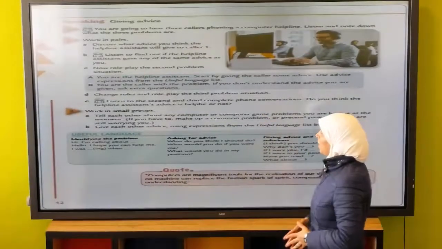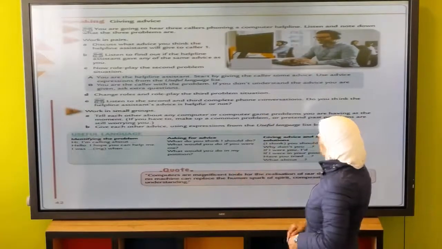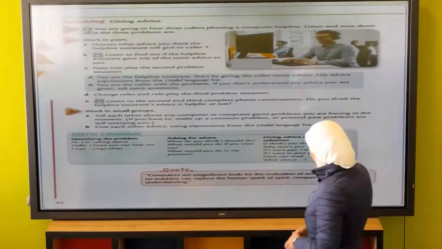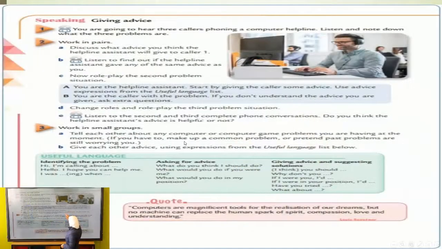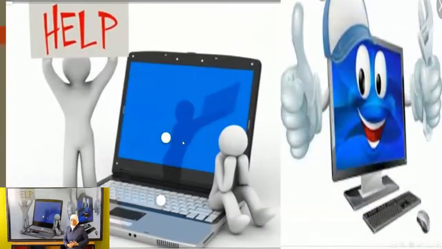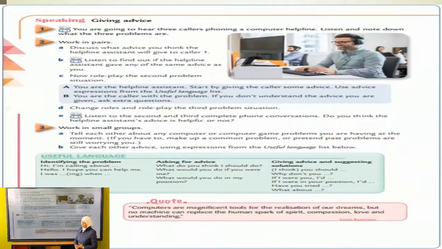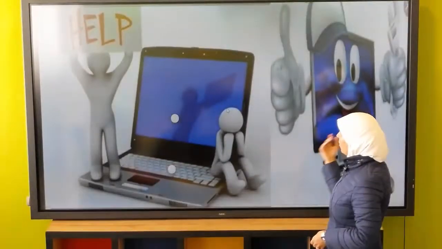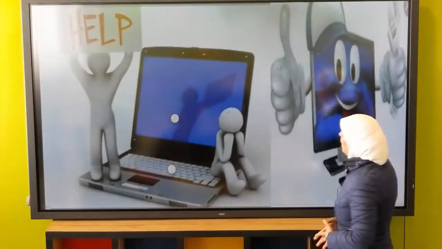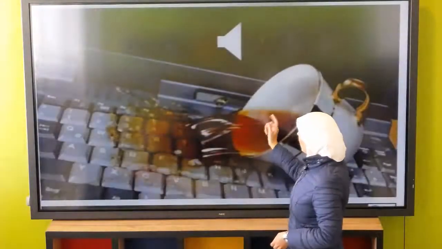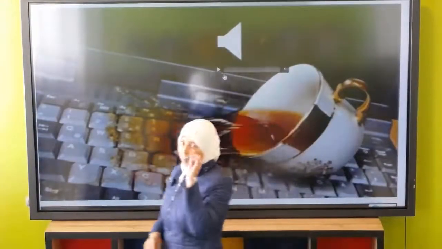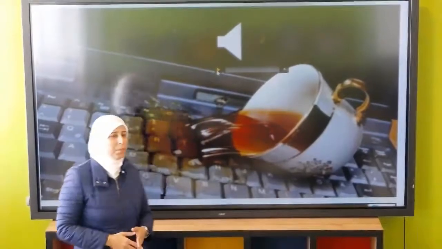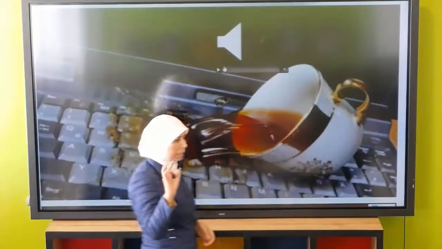It is giving advice, a speaking lesson. It is on page 42 in the new book, Passport for the World. So what can you see here? We can see a helpline assistant, and he is going to give us advice about a computer problem we are facing. So we need help. Let's listen to the first problem about the computer, and then I want you to note down what the problem is.